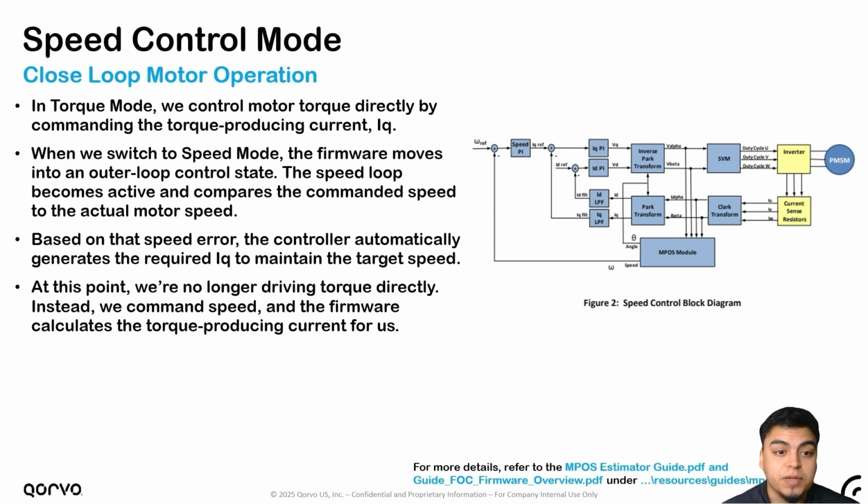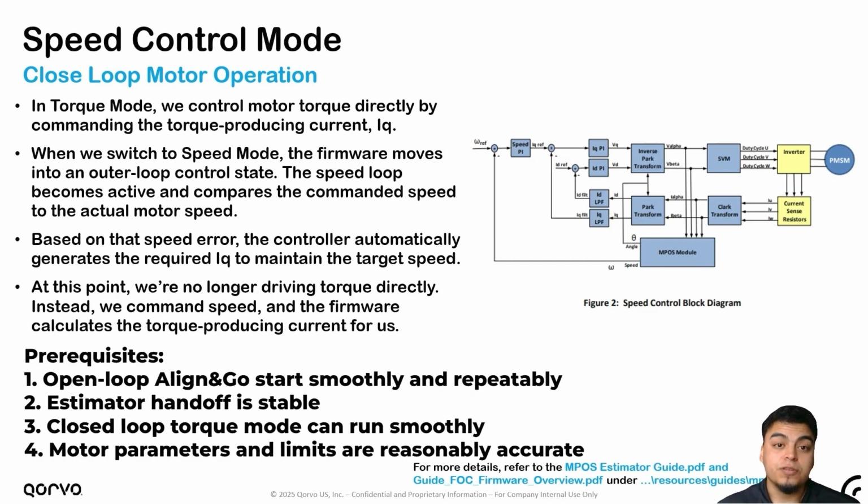Before we dive into speed mode, I want to make sure you have these things done. First, you will need to have the open loop align and go start smoothly and repeatedly. Second is having the estimator handoff be stable. Third is having the closed loop torque mode run smoothly. Finally, make sure your motor parameters and limits, especially the speed limits, are reasonably accurate.